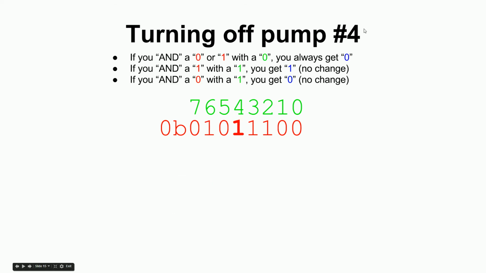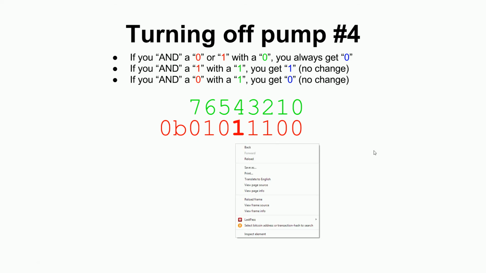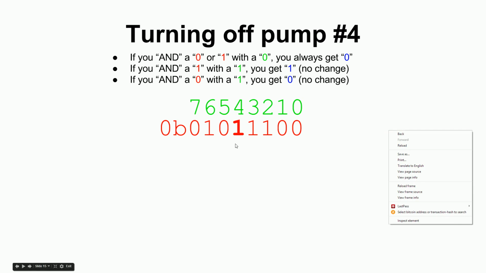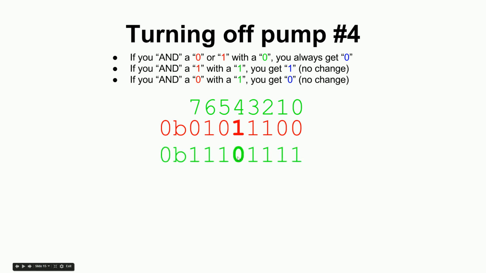All right, let's turn it off now. We're going to use the AND operation. So here's me copying those sentences from the previous slide that have the AND involved. And if I AND anything, a 0 or 1 with a 0, I'll get a 0. So I'm going to put a 0 underneath this 1. So there it is. And then if I put a 1 with the AND operation, I get no change. So that's good. I'll put 1s everywhere else. And we'll do the AND operation.